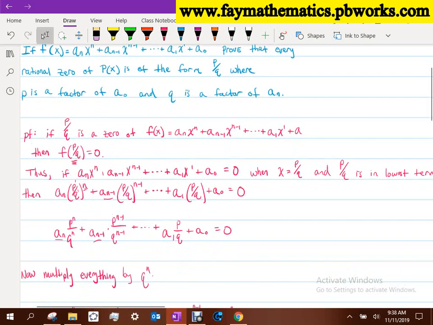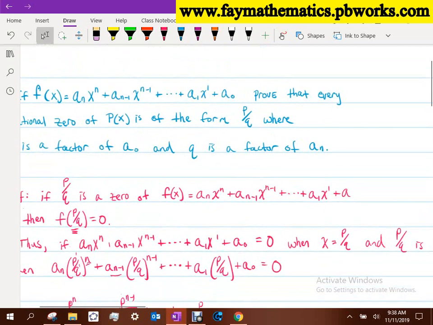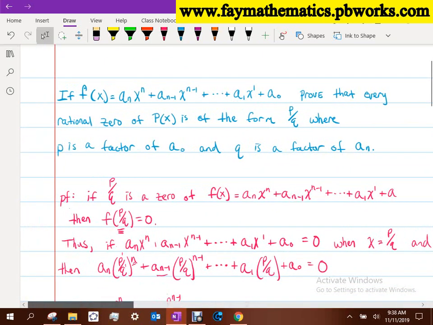This blue statement says if f of x is your generic polynomial, prove that every rational zero of P of x is of the form p over q, where p is a factor of a sub 0 and q is a factor of a sub n. So we're showing why do we choose a sub 0 and its factors? Why do we choose a sub n and then its factors and divide them? Why does that always work to provide the zeros of the polynomial? And here's the logic behind it.